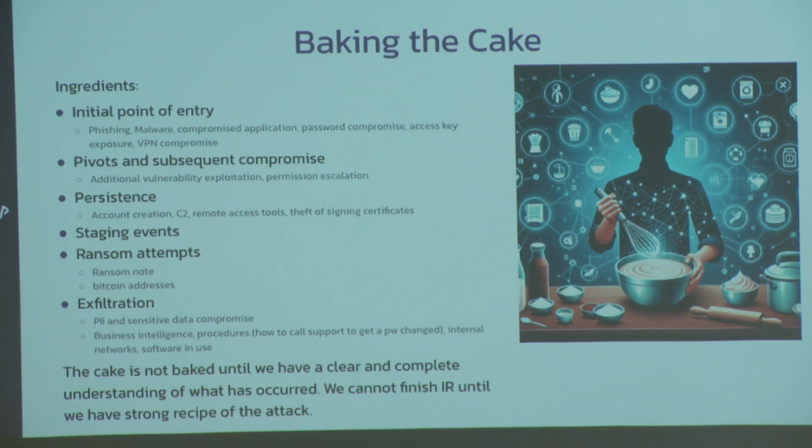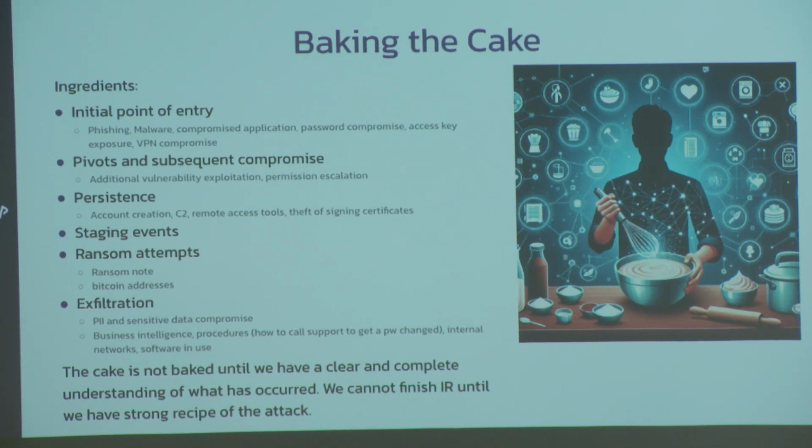Staging events, maybe they gathered data and put it somewhere for later exfiltration. Of course, if it's a ransomware attack, you'll want the ransom note. It can give you details on the threat actor. You'll want maybe Bitcoin addresses or crypto addresses that they use, that those can be referenced.